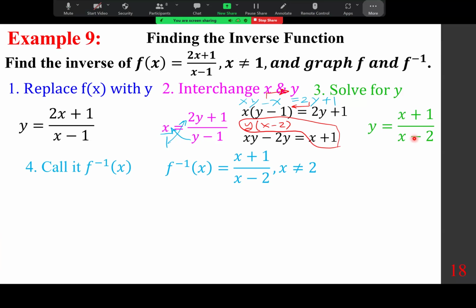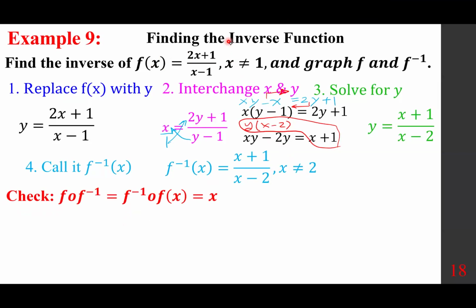In other words, right here, we should know the domain for f, x can't be 1. That would be the range for f inverse. That means y can't be 1 for this one. The domain for f inverse, x can't be 2. That means the range for f, y can't be 2. That's the idea. Now let's check by looking at f of f inverse or f inverse of f.